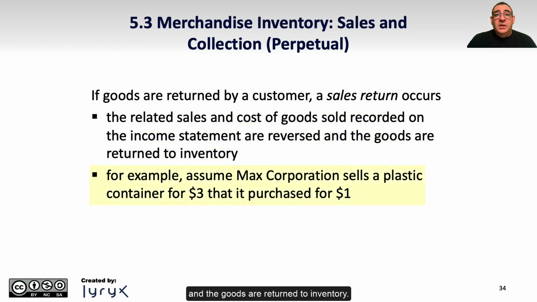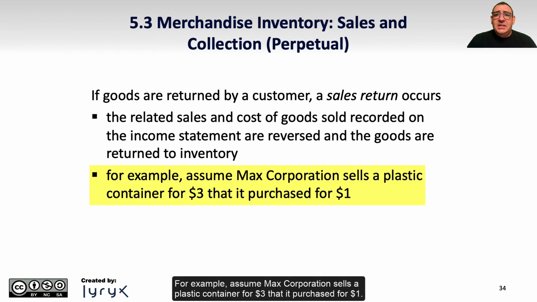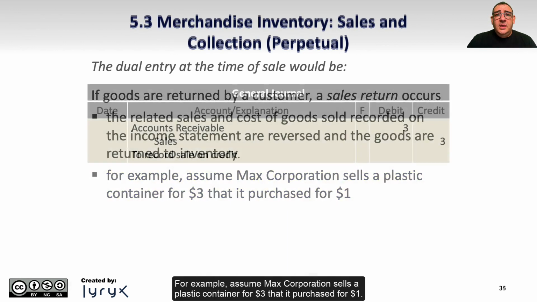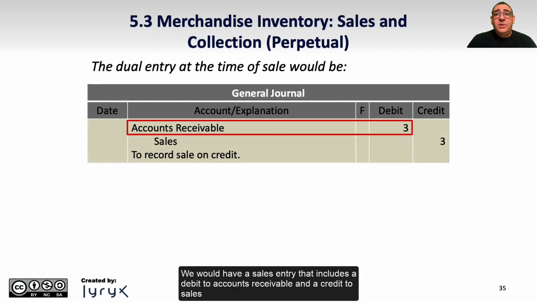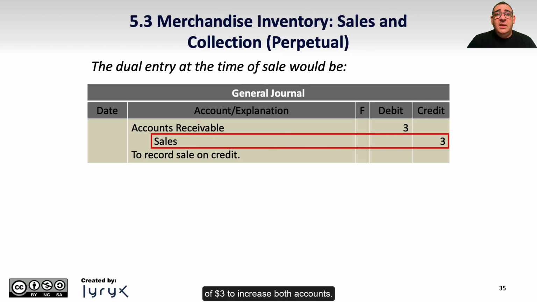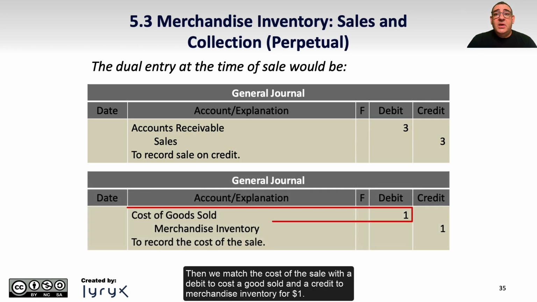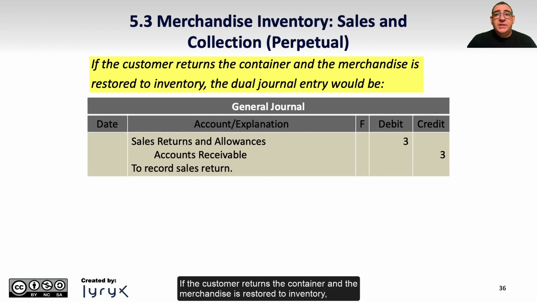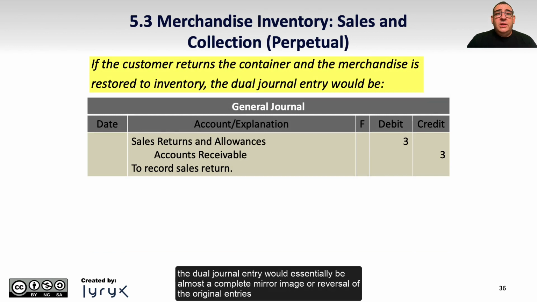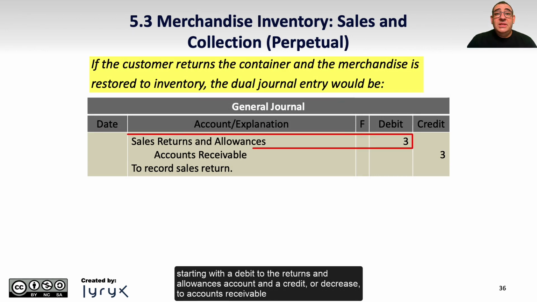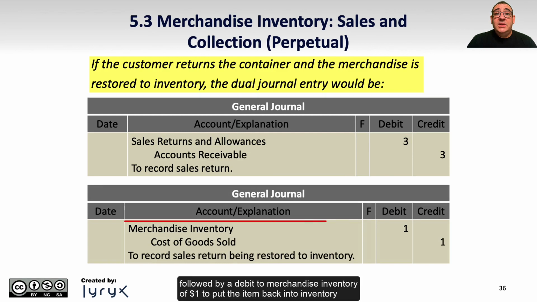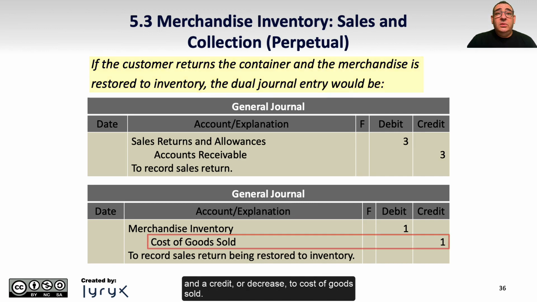For example, assume Max Corporation sells a plastic container for $3 that it purchased for $1. We would have a sales entry that includes a debit to accounts receivable and a credit to sales of $3 to increase both accounts. Then we match the cost of the sale with a debit to cost of goods sold and a credit to merchandise inventory for $1. If the customer returns the container and the merchandise is restored to inventory, the dual journal entry would be almost a complete mirror image or reversal of the original entries, starting with a debit to the returns and allowances account and a credit or decrease to accounts receivable, followed by a debit to merchandise inventory of $1 to put the item back into inventory, and a credit or decrease to cost of goods sold.